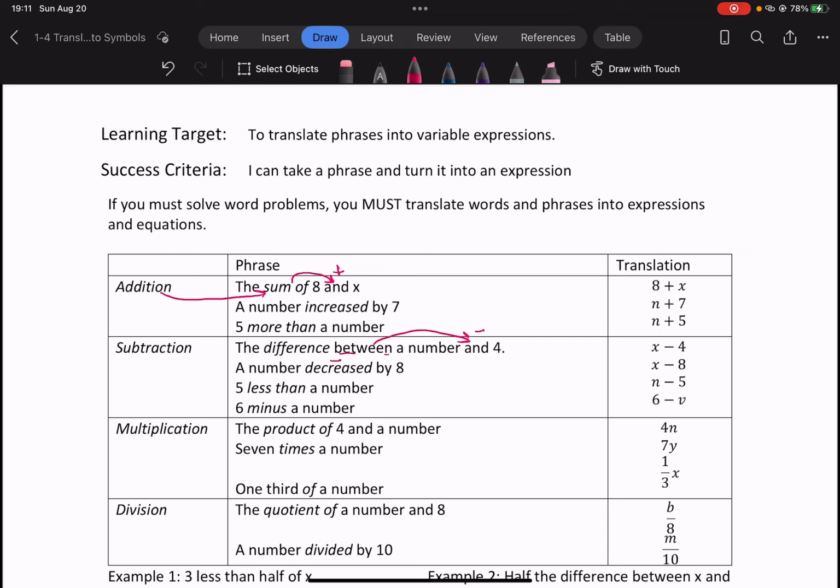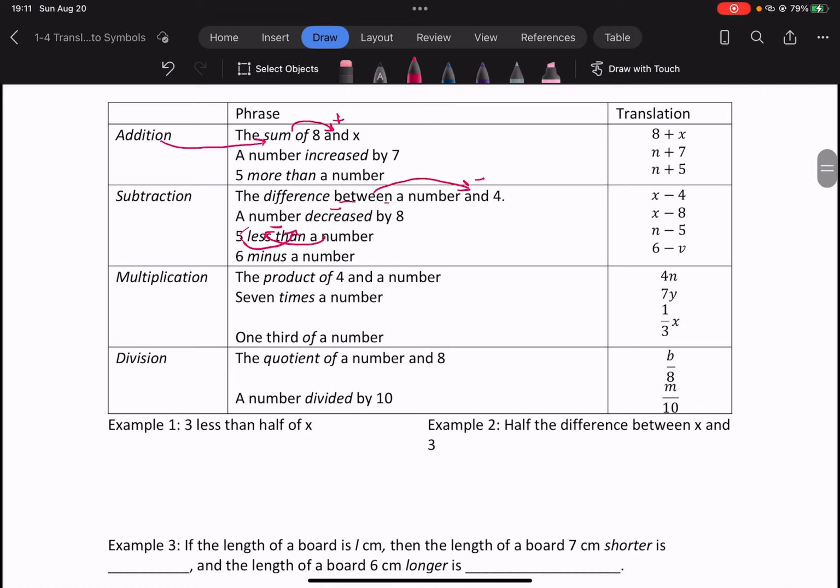That one you pretty much do in order. This next one is another one we don't do in order. "Less than" or "more than" is in reverse order. So this one, the 5 will go after. This is where my minus sign is, but the 5 goes after, and the number goes before. So that would be n minus 5. "6 minus the number" is just straight across. The product of a number and 4.